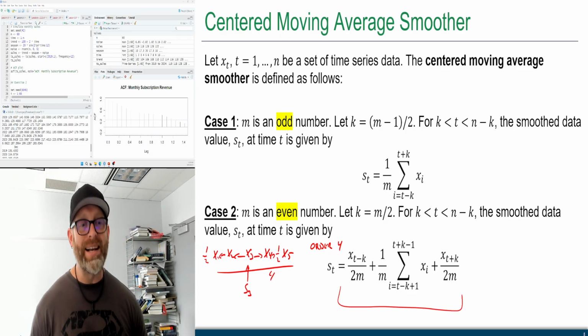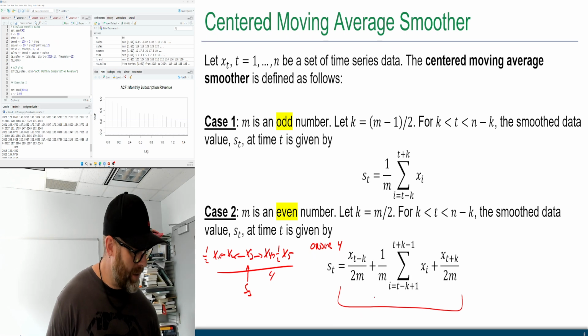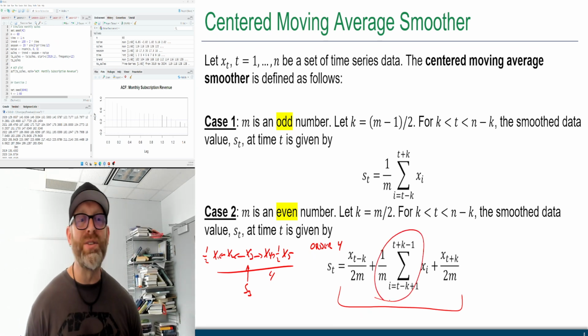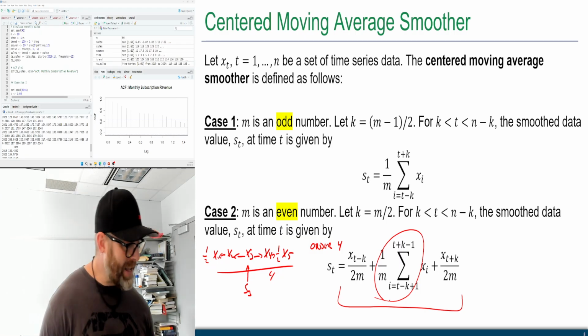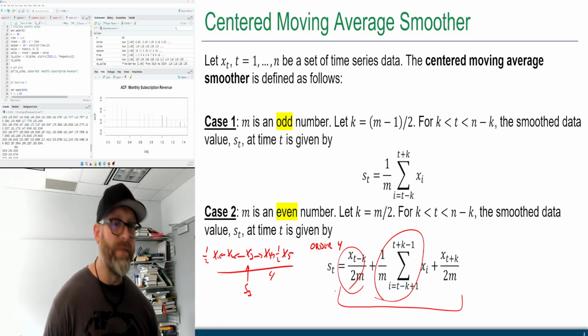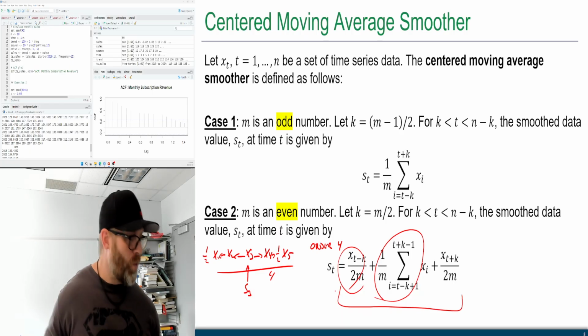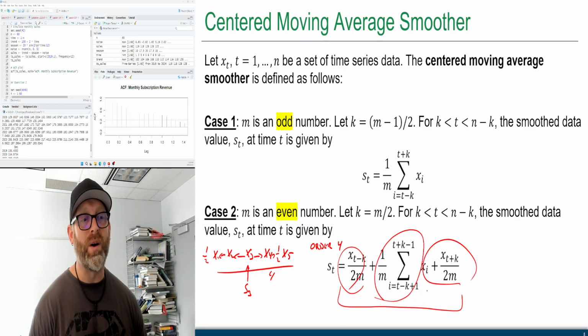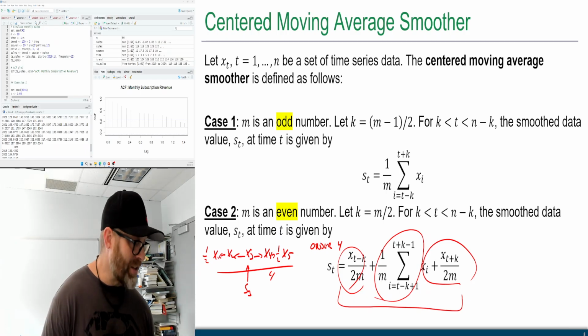So it looks at all of those center whole points, and then I'm grabbing half of my farthest left one and half of my farthest right one. That's it, that's all. That's where the 2m comes from.